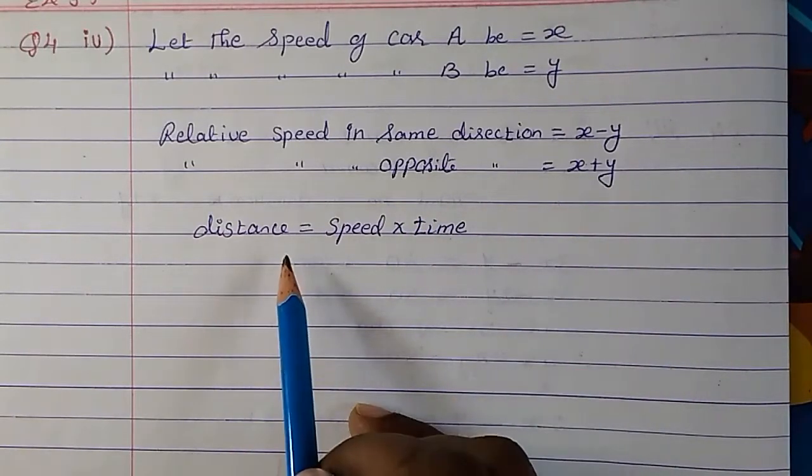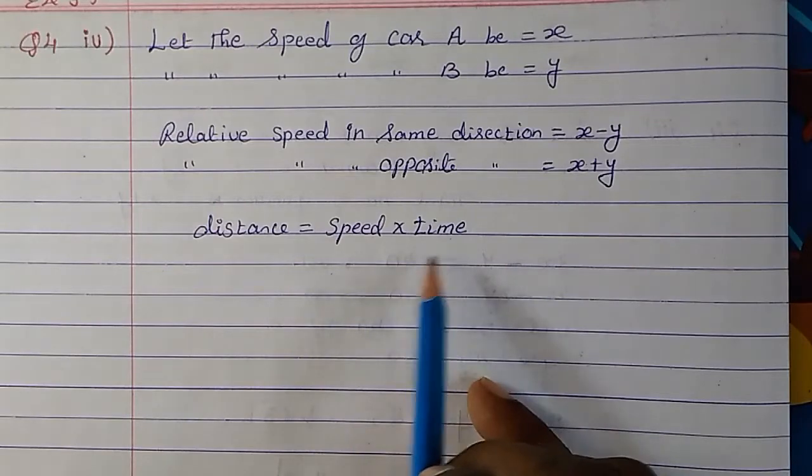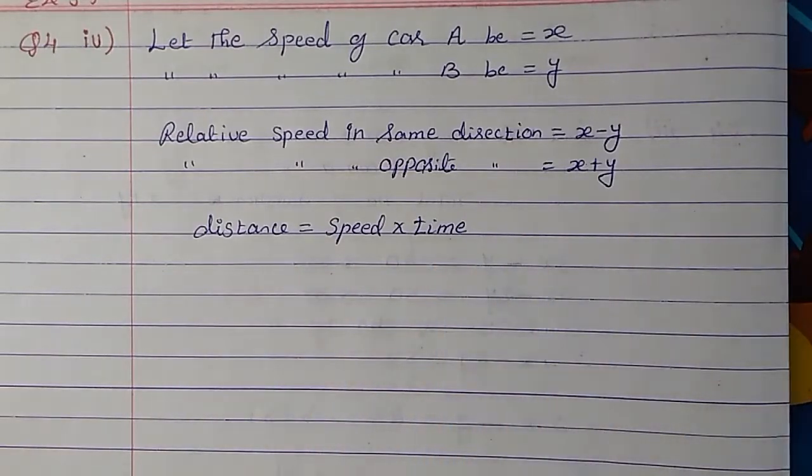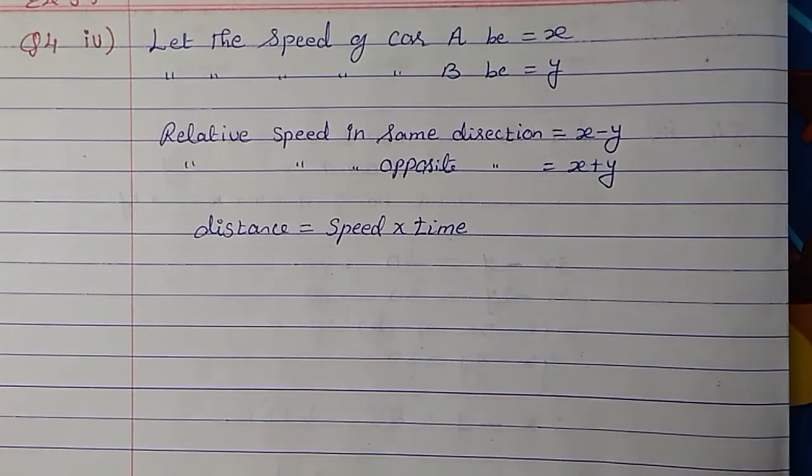Now, something called distance equals speed into time. Why do we consider this? Because whenever you calculate the speed of a car, we don't say just speed, we don't calculate.